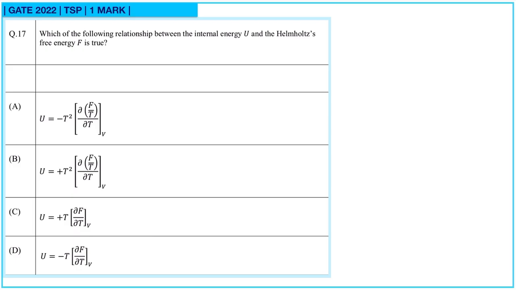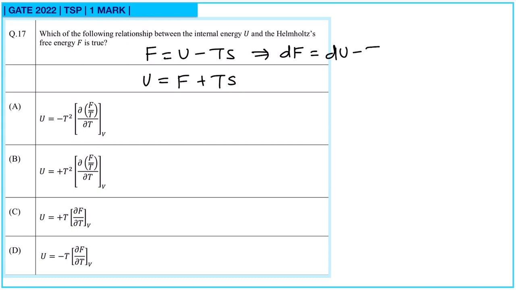Question number 17. Which of the following relationships between the internal energy U and Helmholtz free energy F is true? Now we know Helmholtz energy F is equal to U minus TS. So U is equal to F plus TS. From here I can write dF is equal to dU minus TdS minus SdT. But dU minus TdS, that is minus of dQ, and minus of dQ is minus of dW, and that is minus of PdV. This will be minus PdV minus SdT.